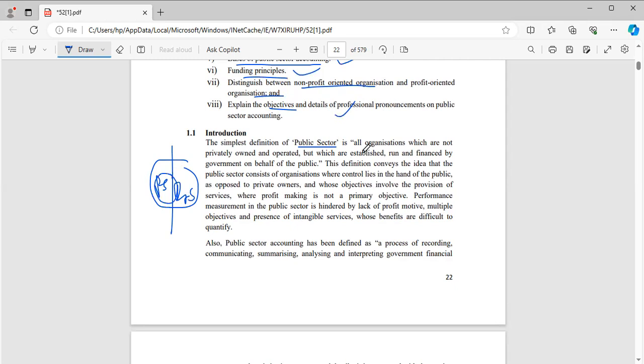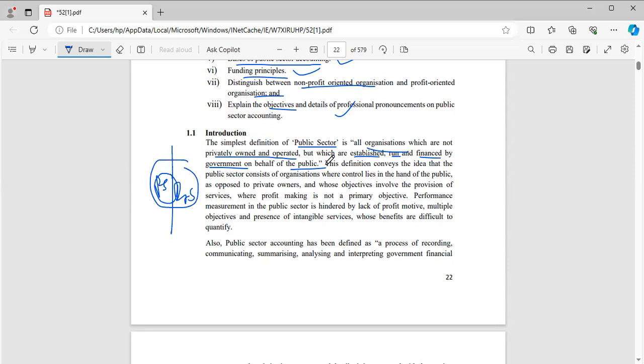Public sector itself talks about all organizations which are not privately owned and operated, but which are established, run, and financed by government on behalf of the public. When we talk about public sector, we're talking about all organizations that are not owned by any private individuals. It means that the organizations are established, run, and also financed by government on behalf of the public, and the public is I and you.